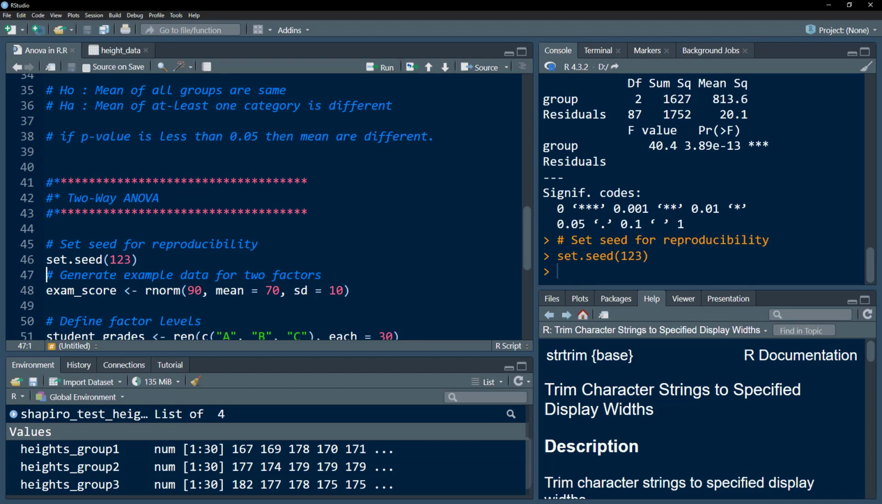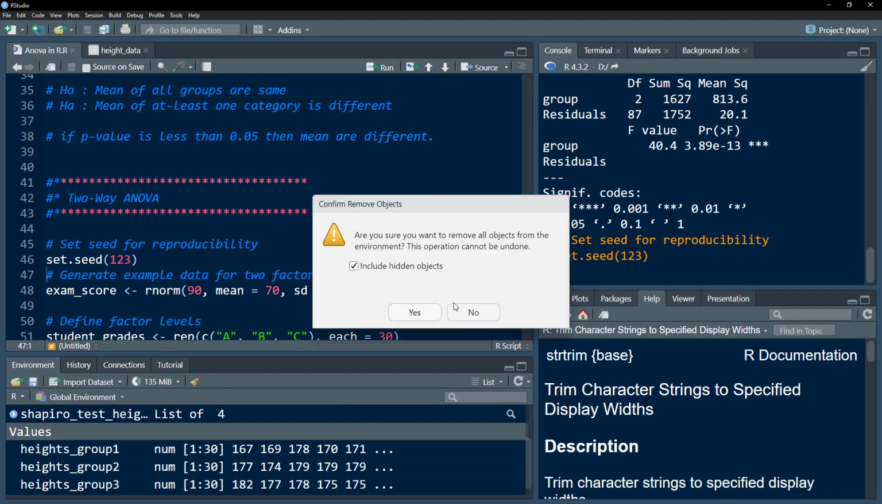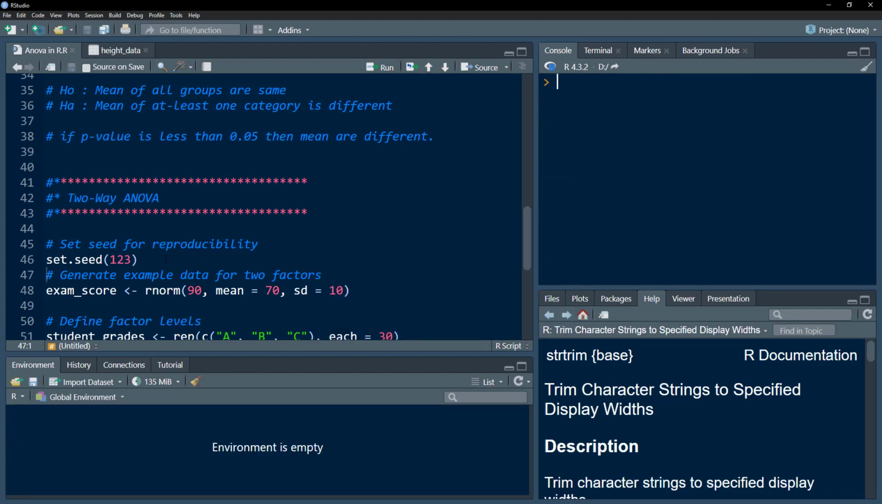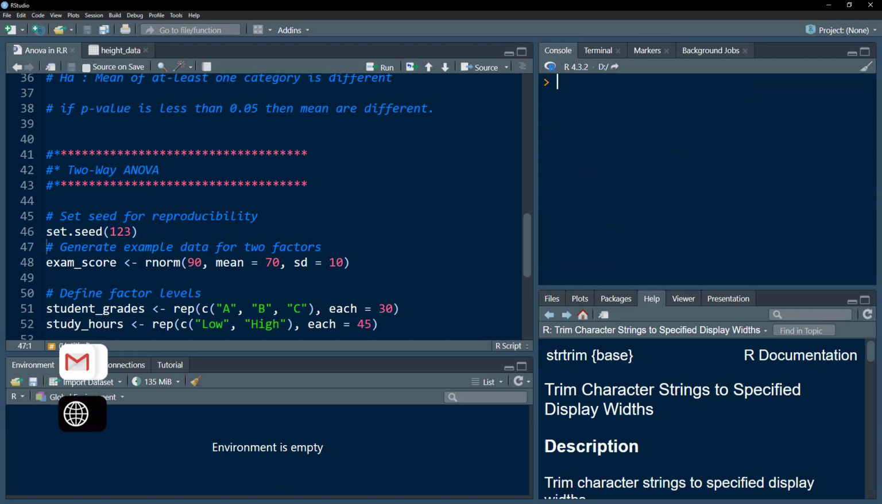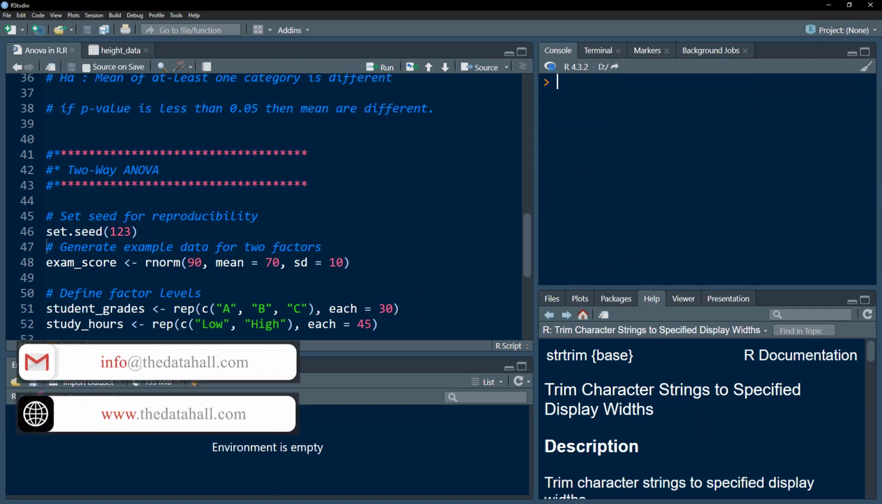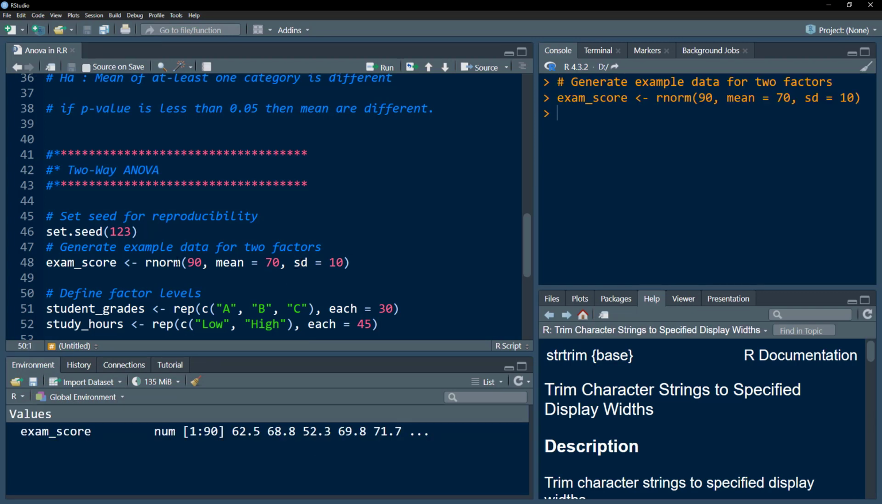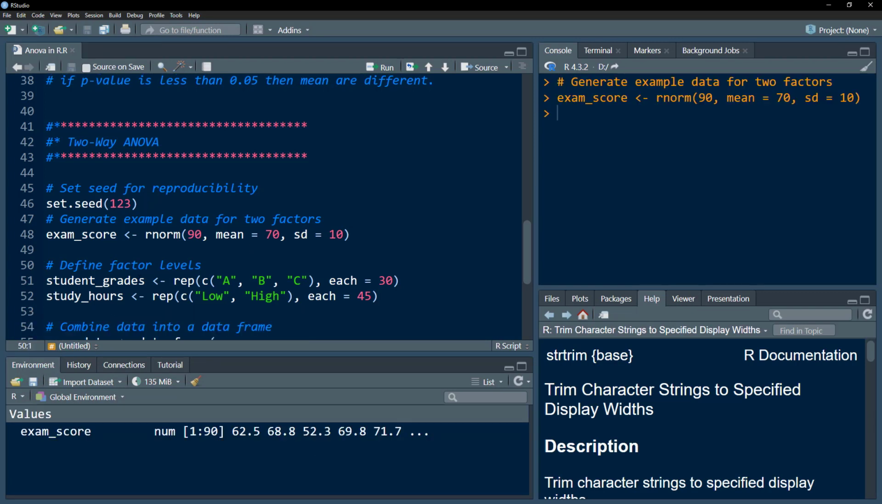seed, and before we move forward, let me clear our environment so that we do not have any clutter over here and we can easily understand what's going on. So let's generate this data, exam score, that would contain 90 observations with a mean and a specific standard deviation. This would be normally distributed data. Now we have two different factors. One is the student's grade in another subject, let's just say, and then we have the number of hours of study that a person had done.